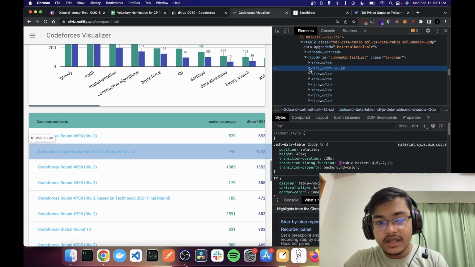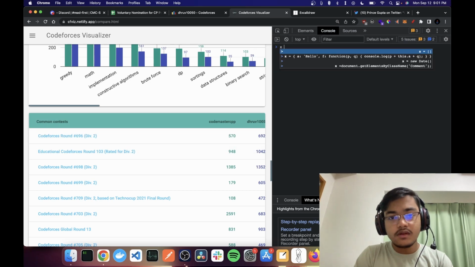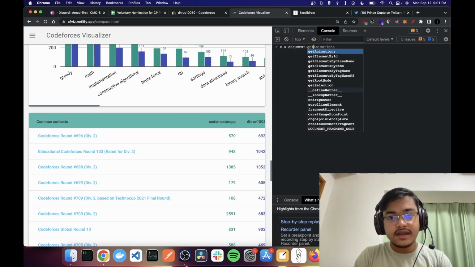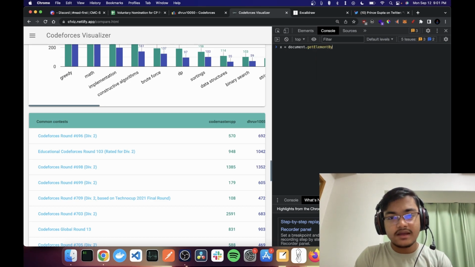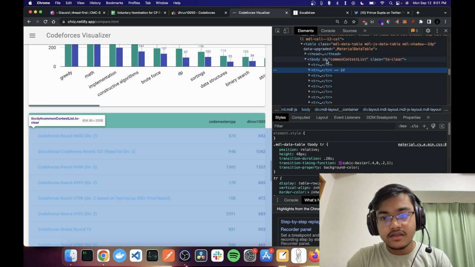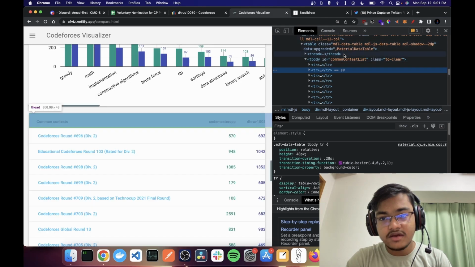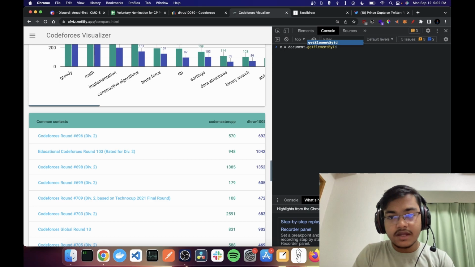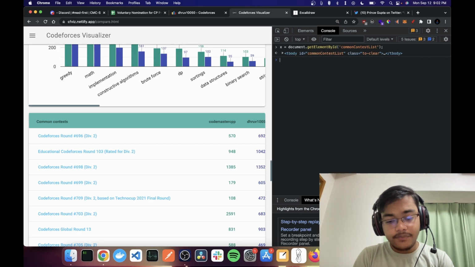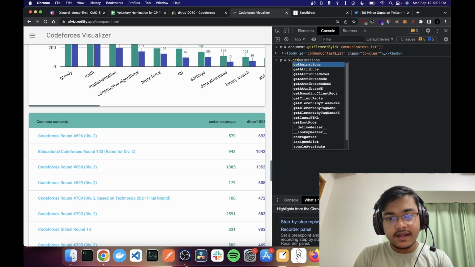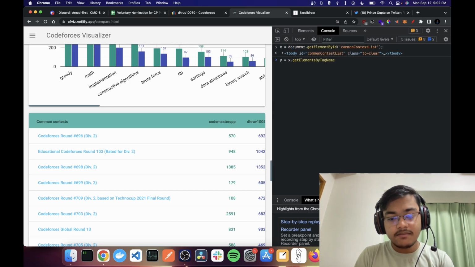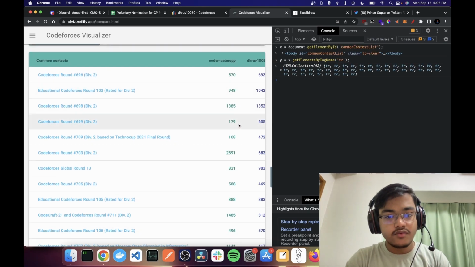Okay, so what is the table row? Okay, so document dot get element by, okay, how do I get this? By ID, common contest list by ID, right? And then y is equal to x dot get element by tag name. I'm gonna call that table row. And then, okay, so there are 42, right?